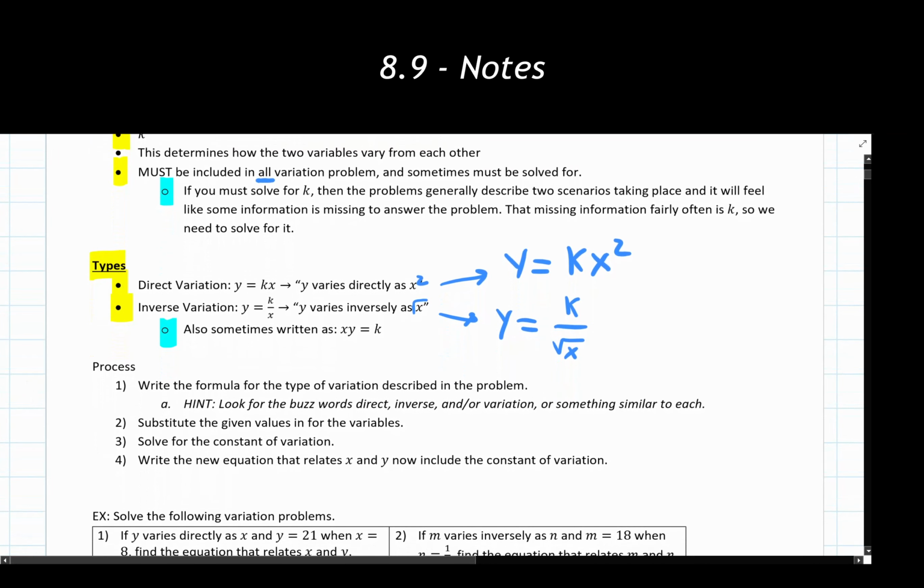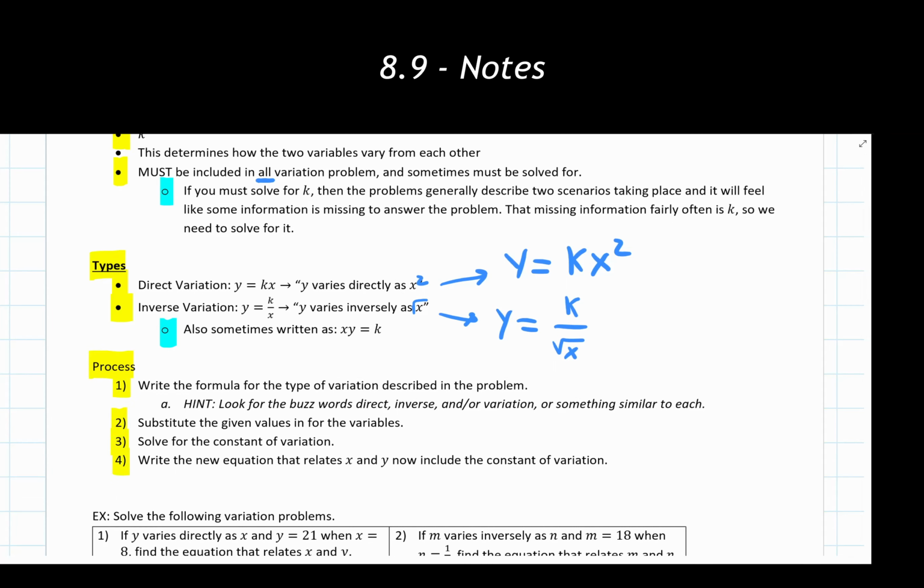So now we have our process listed out here. Again, I'd recommend as you're going through these, taking a moment or pausing the video where it's necessary to write this down for yourself. Because this is what I recommend we do as we go through all these problems. So first and foremost, we're going to write out the formula for the type of variation described in the problem.